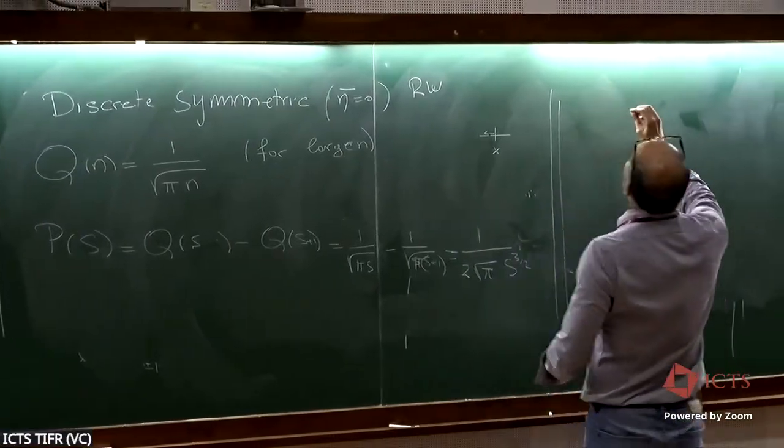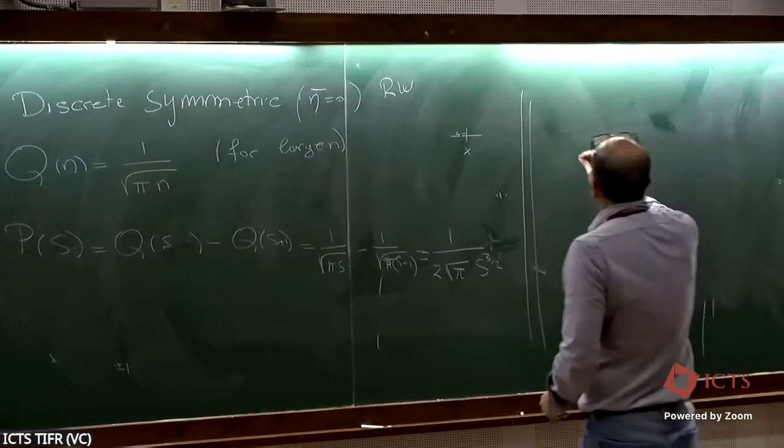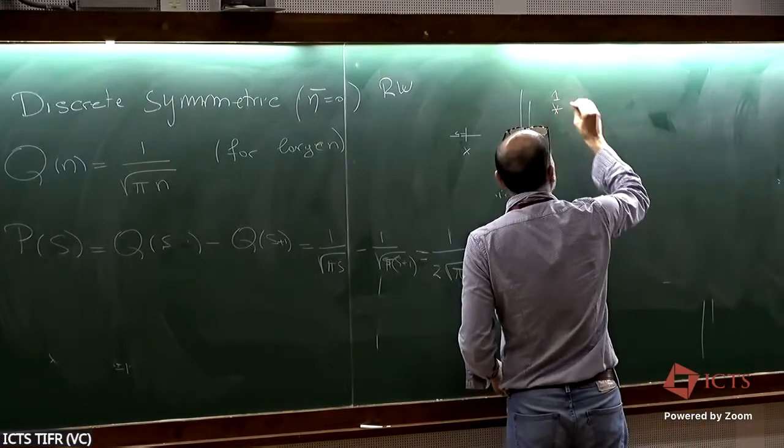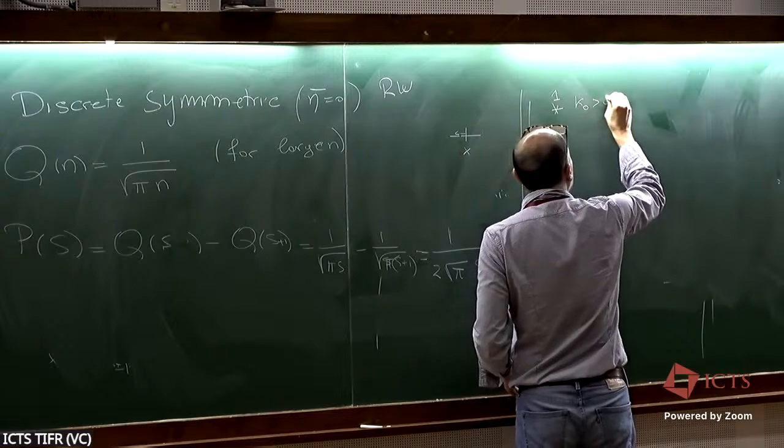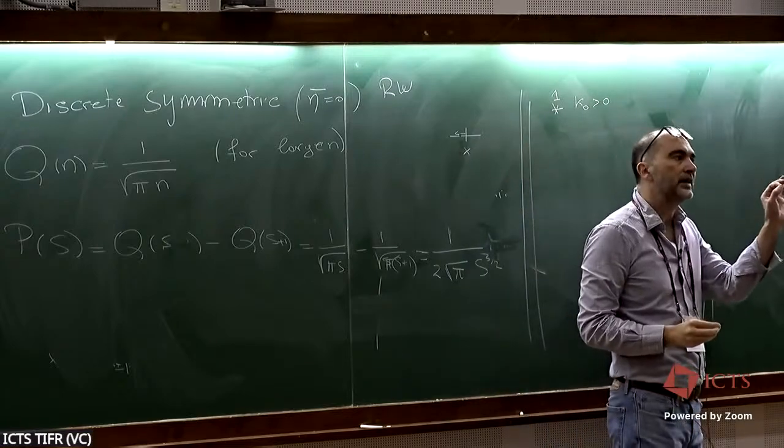Now, let's say a few things. Let me see the time. So I have 15 minutes. So I want to say two things quickly. The first one is what happens when K0 is bigger than 0. So you are a little bit subcritical.